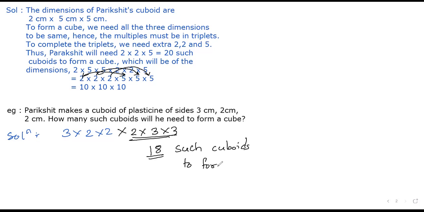Yes or no, children? Yes, sir. And cube of which dimensions? 6, 6 and 6. Yes, sir. 6, 6, 6. Are you understanding, children? Yes, sir.